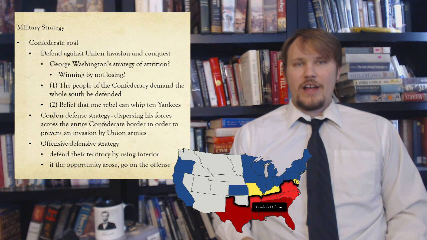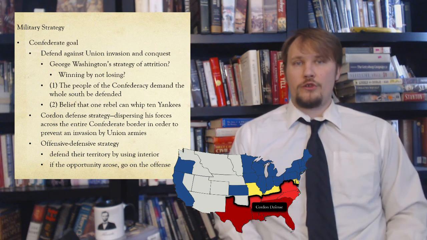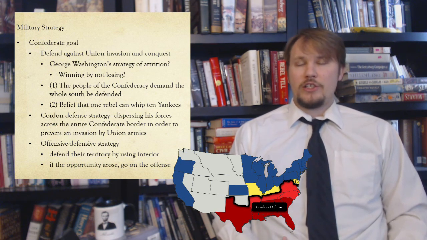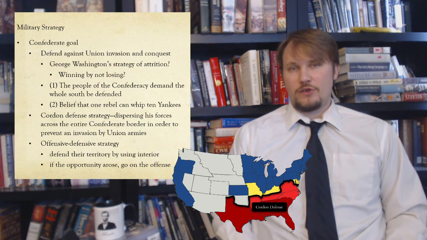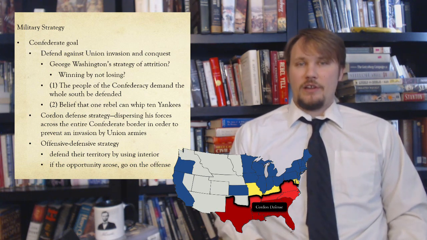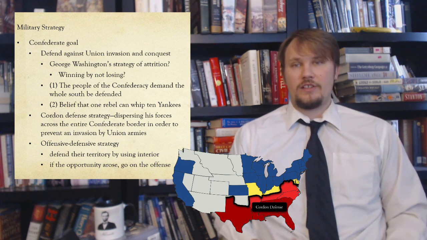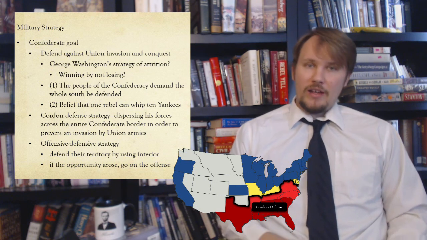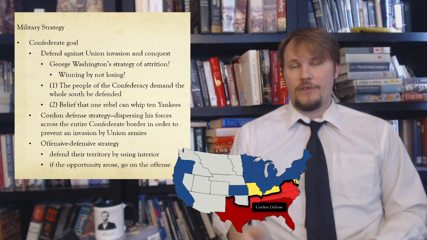This is basically a strategy of dispersing his forces across the entire Confederate border in order to prevent an invasion by Union armies. Now, Confederate strategy eventually evolved into something called an offensive-defensive strategy. Basically, the Confederate armies would defend their territory by using interior lines to concentrate dispersed forces against Union armies. But if the opportunity arose, they would leave the defensive and go on the offense, and we'll see that a couple times.